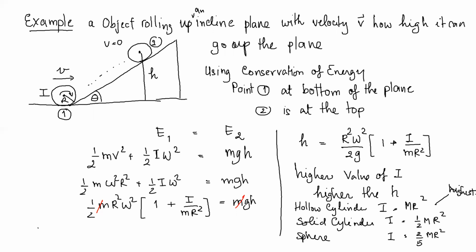Okay. So we can use conservation of energy by picking 2 points. Point 1 is at the bottom of the plane, and point 2 is at the top of the plane. Because the energy is conserved, E1 must equal E2. And at the beginning, it's only kinetic. So it is 1/2 mv squared plus 1/2 I omega squared equal to mgh.